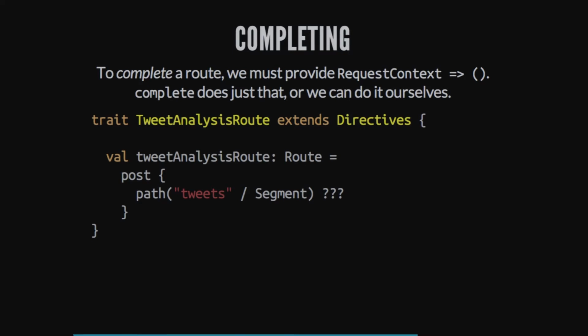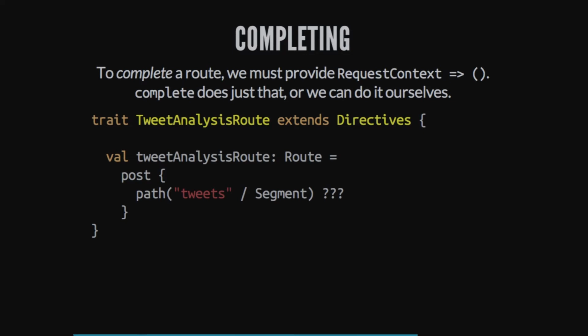What's actually happening behind the scenes is that Spray expects us to complete the route by providing a function that takes the request context and returns unit. Because it needs to remain asynchronous. We couldn't say, take an HTTP request and return HTTP response. That would break. We need a request context that includes the HTTP request, but it also contains a responder, a thing that I can send the responses back to. And so complete does that, and it hides all this complexity away from us.